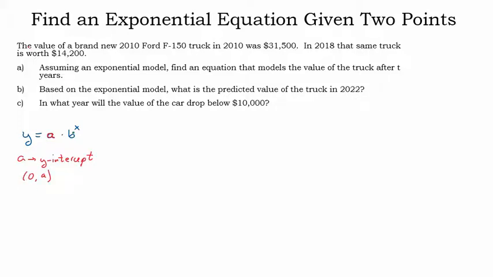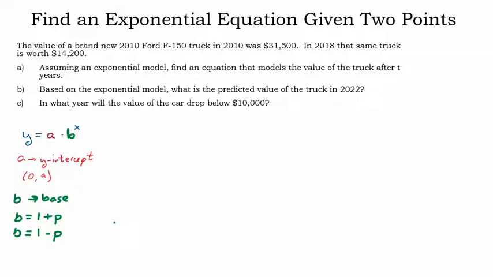All right, what does the value b tell us? b is your growth factor or your decay factor, the base of your exponential function. That's why it's a b. It's your base. So if you have a percent increase or decrease, you could say that b is equal to 1 plus the percent if you have a percent increase, and b is equal to 1 minus the percent if you have a percent decrease.